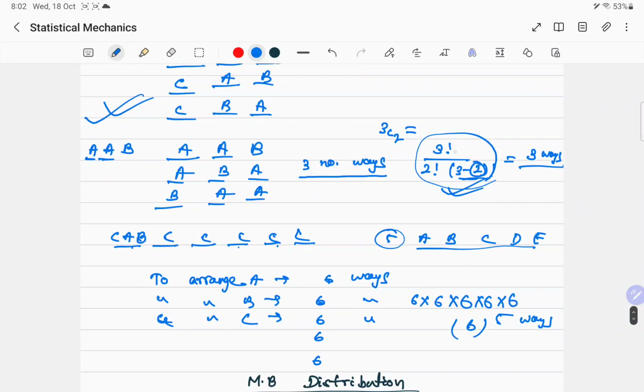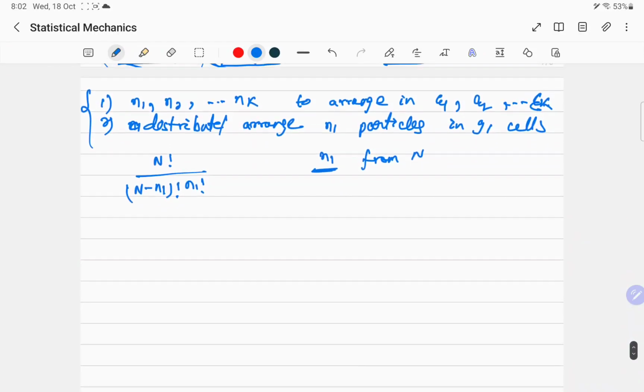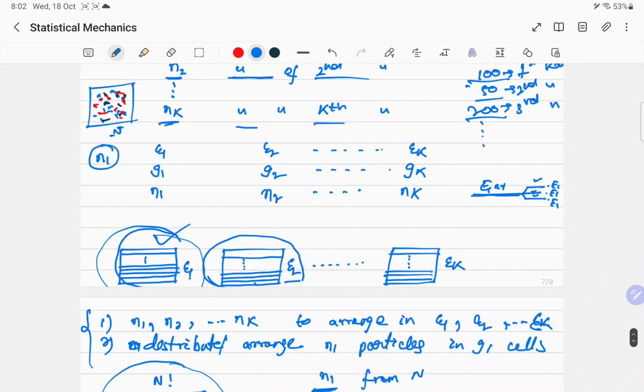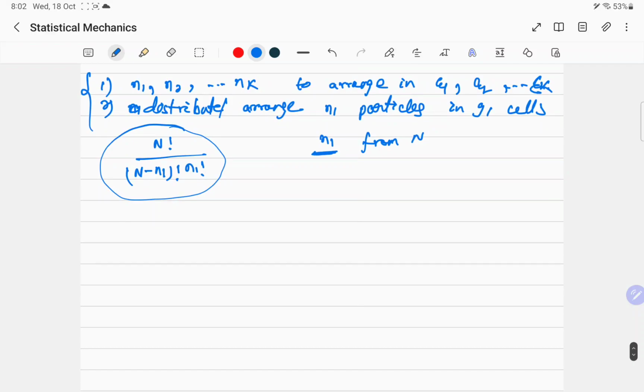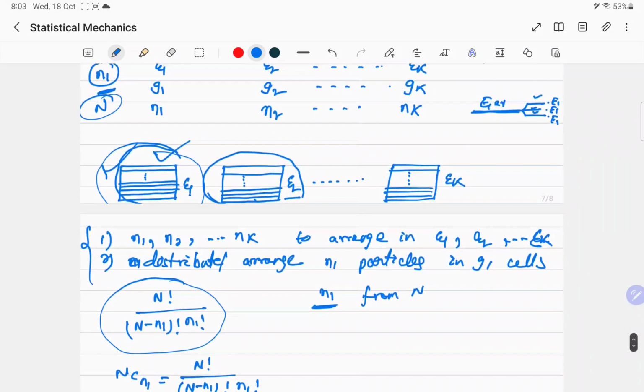So in this case, 3 factorial by the number of repetitions, and then 3 minus 2 it was. So in this case also, this will be the number of meaningful ways of putting n1 particles from n particles in this first box. So that is simply nCn1. This is nCn1, so this is n factorial by (n minus n1) factorial into n1 factorial.